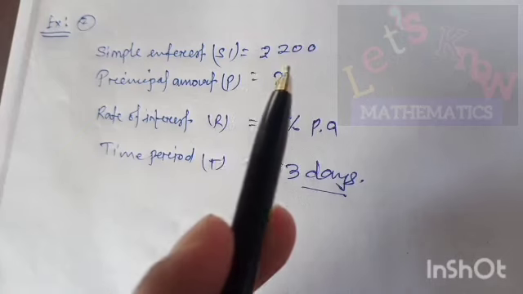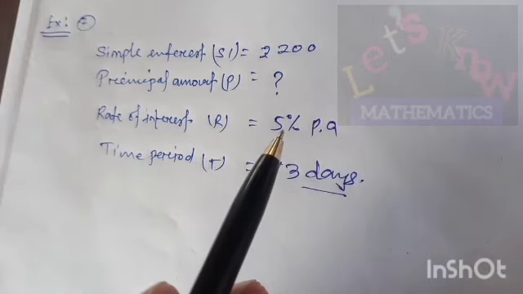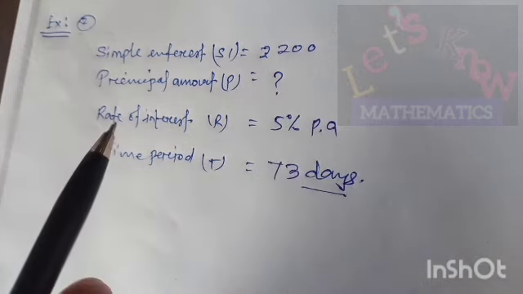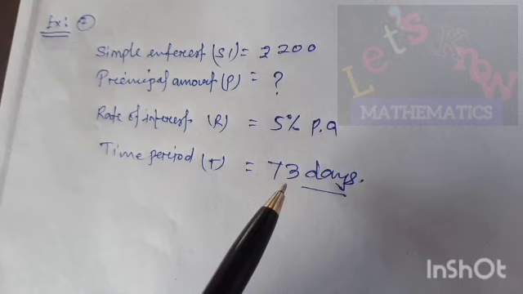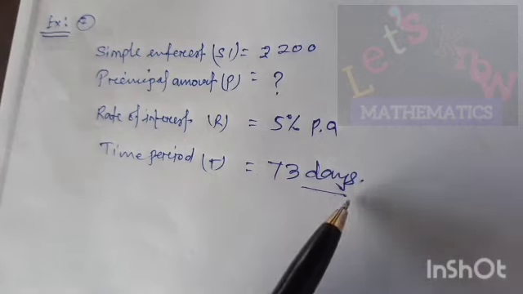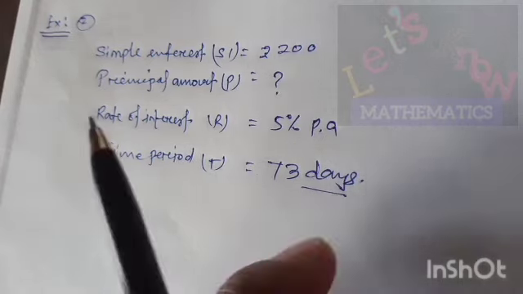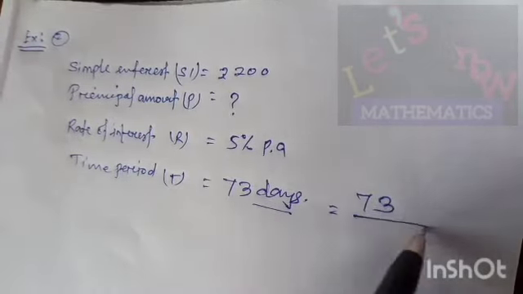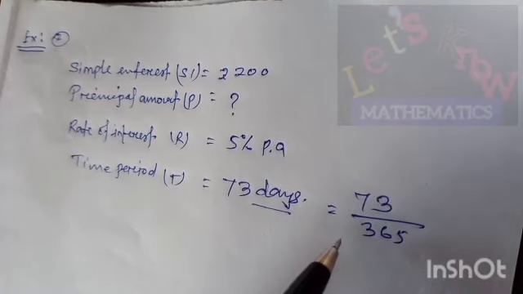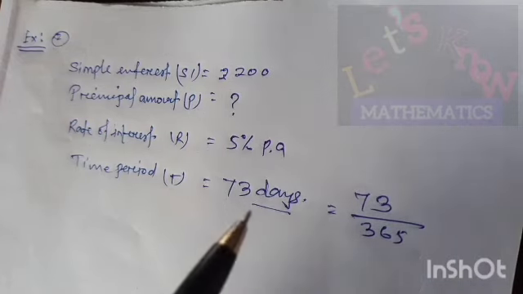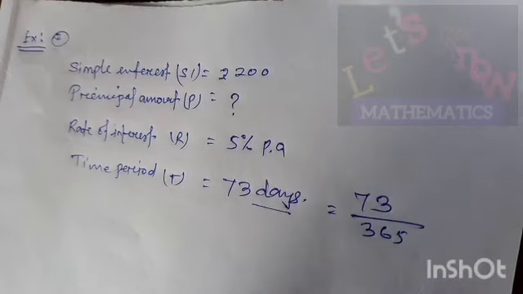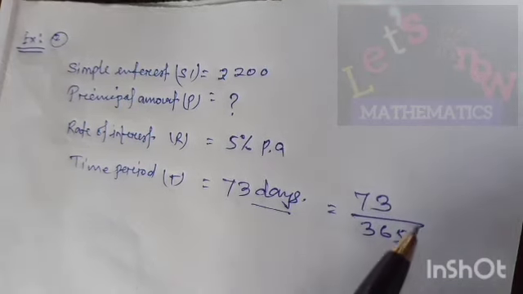In simple interest he is getting 200, and the rate of interest was 5%, right? 5% per annum, so yearly 5%. But the time is given as 73 days. So what to do? We have to convert this into years. That means 73 by 365. Why? Because in a year we take 365 days. So we will find it this way, and now it will be in years.